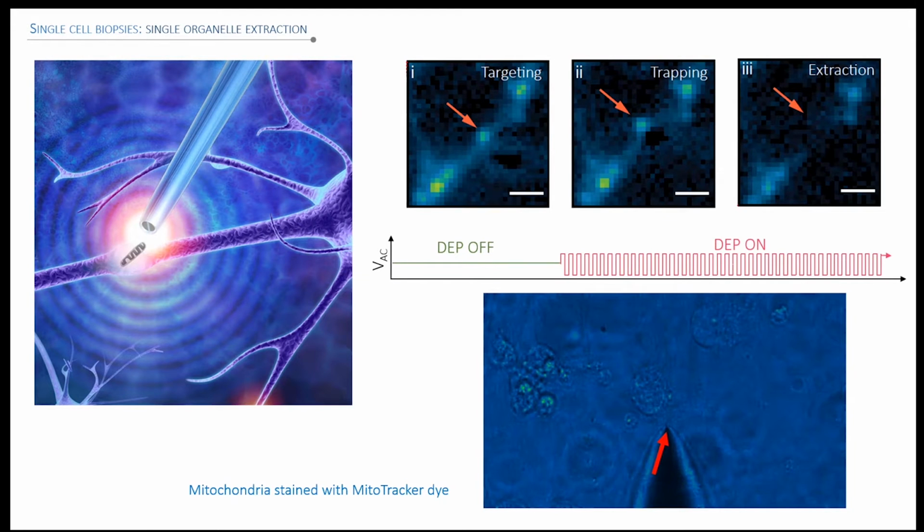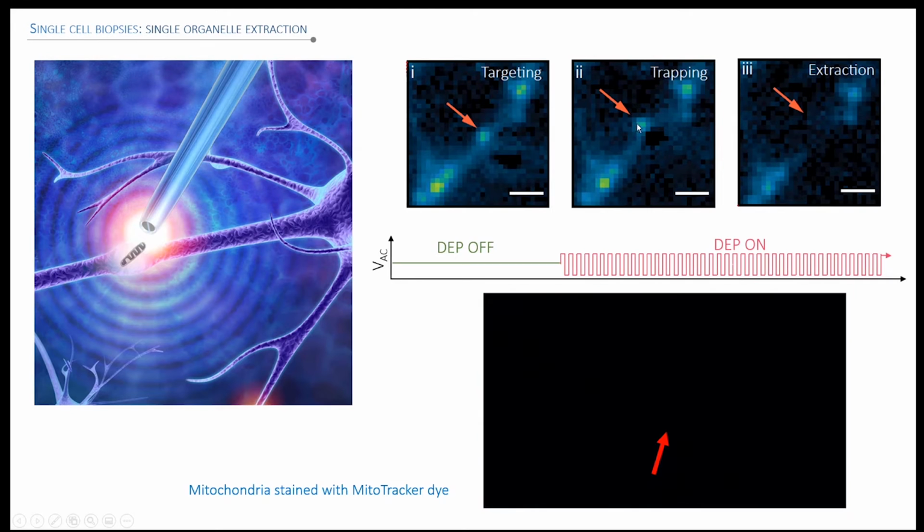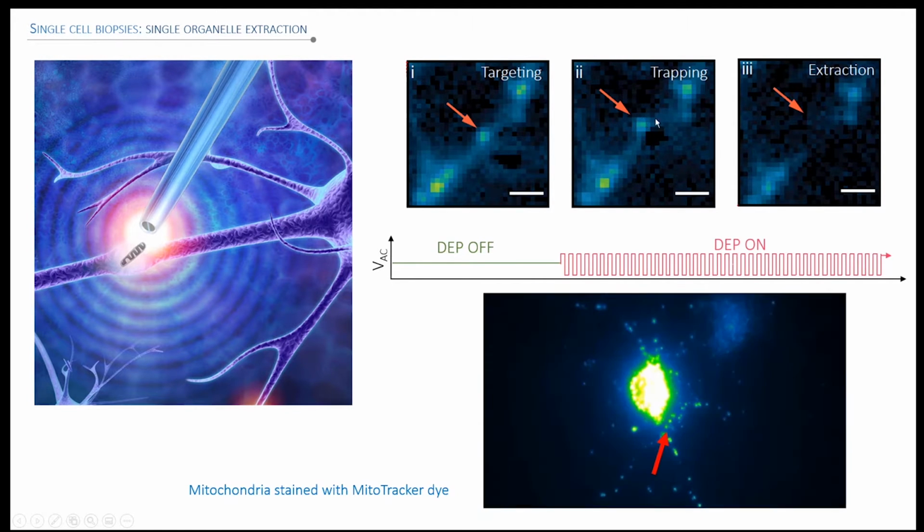Finally, the nanotweezers were used to extract subcellular structures such as organelles. Here we demonstrated this by extracting mitochondria from mouse hippocampal neurons. So here it's an axon of a mouse hippocampal neuron. You can place a nanotweezer close to the mitochondria, turn on the dielectrophoretic field to trap the mitochondria and then extract. Here you can see a video.